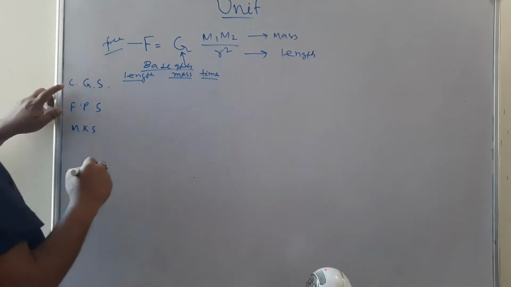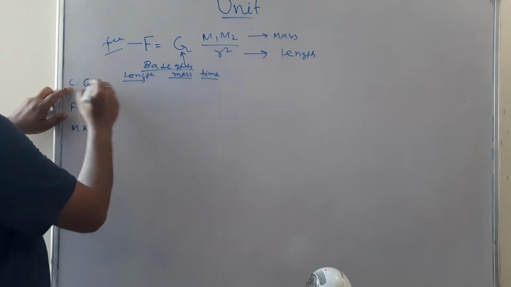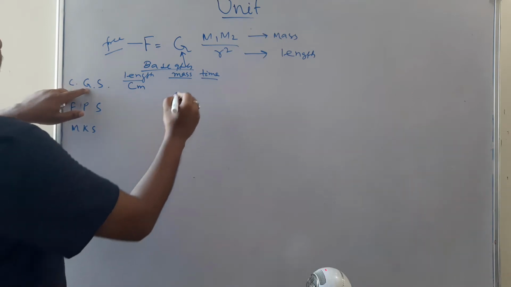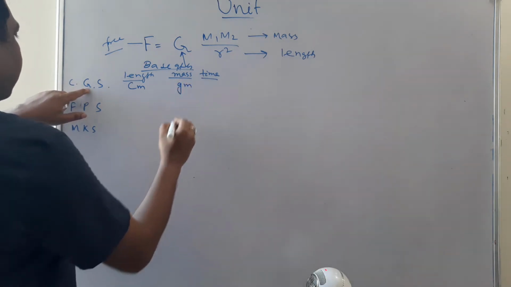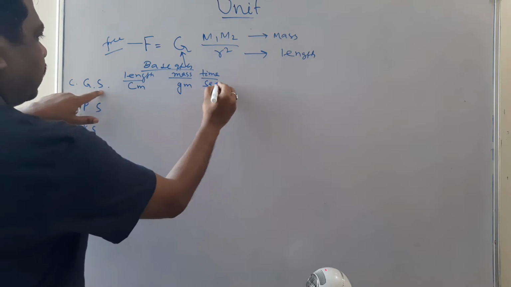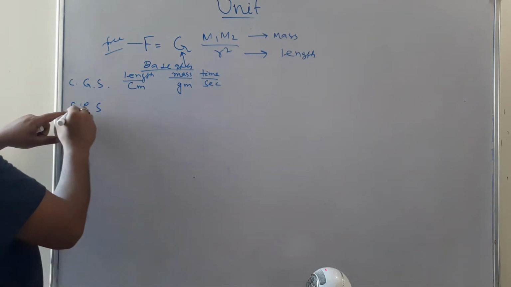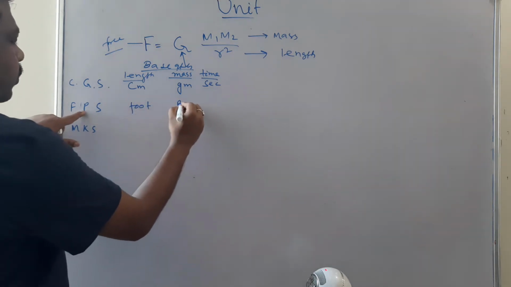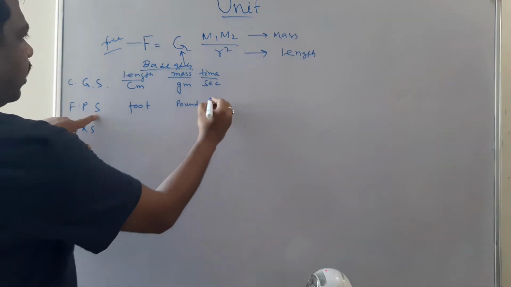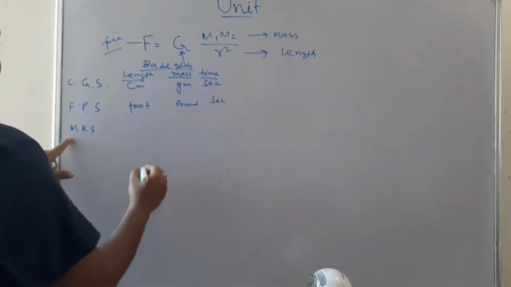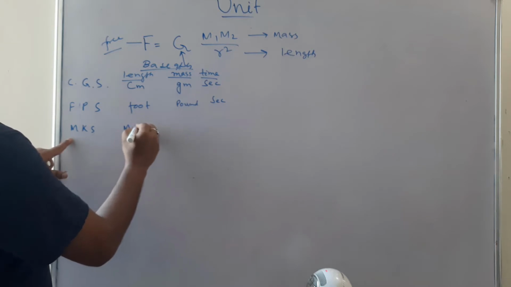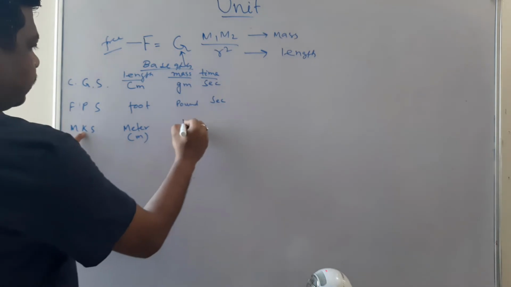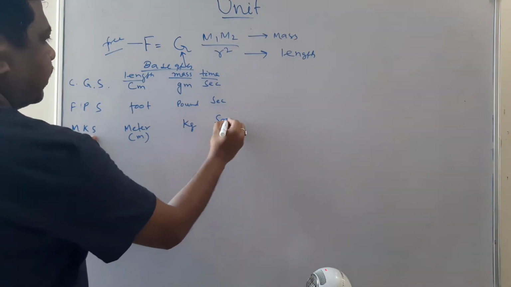Okay, so in CGS the length is centimeter and mass is gram and time is second. In FPS this is foot, P for pound and this is second. In MKS this is meter and this is kg and this is second.